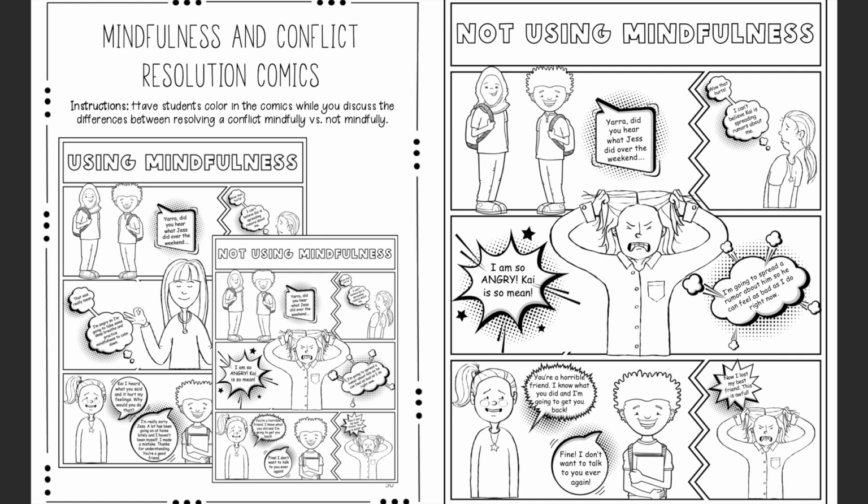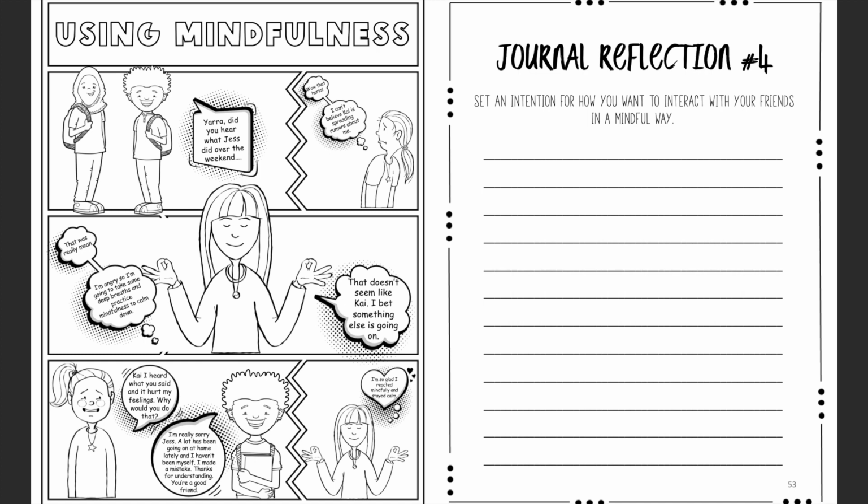And then for this one, this is a really fun activity. It is a comic book. So there's a not using mindfulness and using mindfulness image, and the kids can read it, but then they just get to color it in. And while they're coloring it in, you can discuss the different scenarios and how being mindful impacted the student involved. And then a journal reflection for week 4.